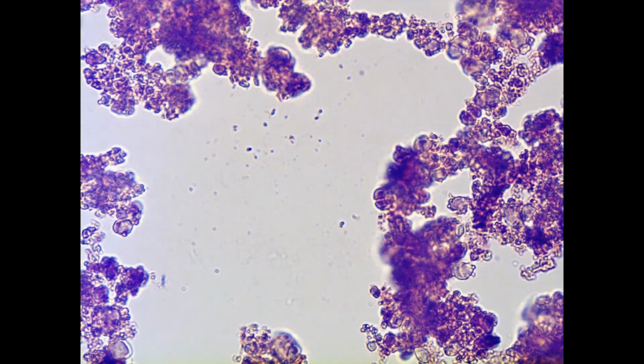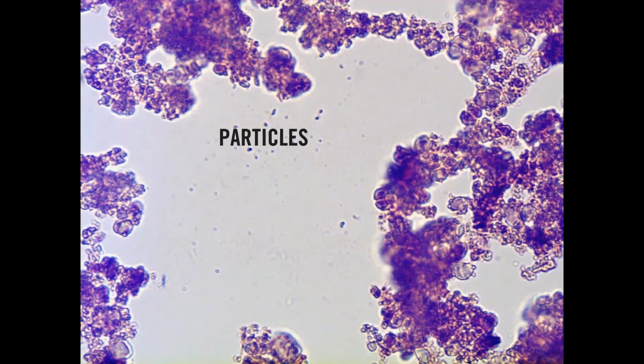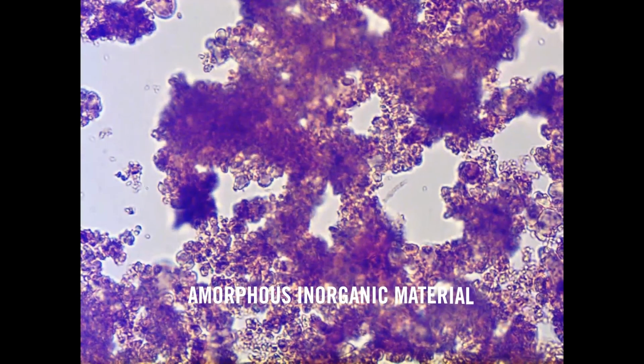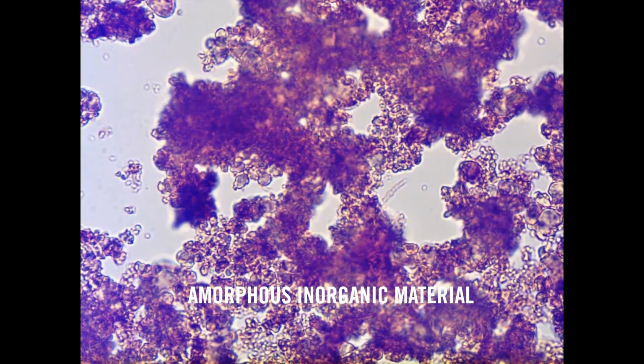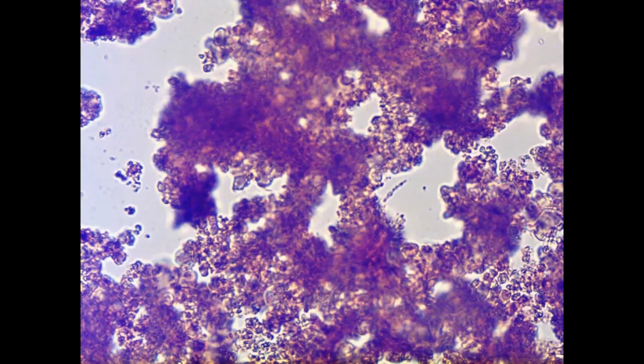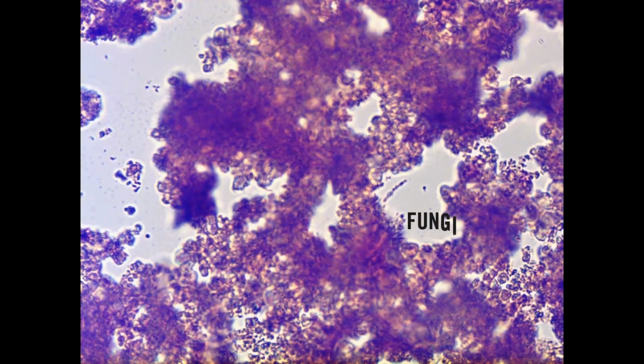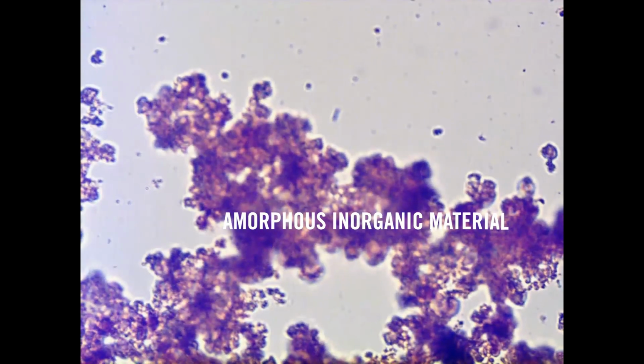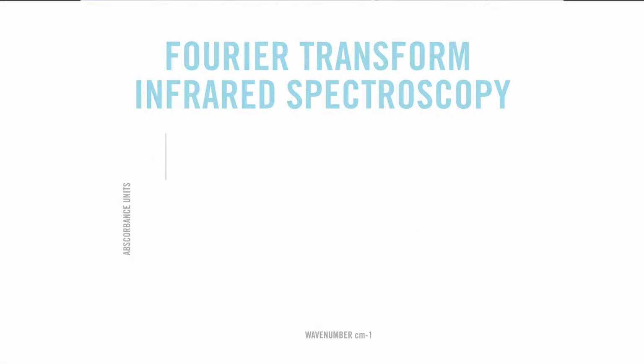During the analysis, we saw mainly particles, which we associate with inorganics. Also, we saw amorphous inorganic material, which just means that it doesn't have a crystalline structure. For our organics, we found fungi. But the bulk of the analysis mostly revealed inorganics, which we expected from our loss on ignition testing.